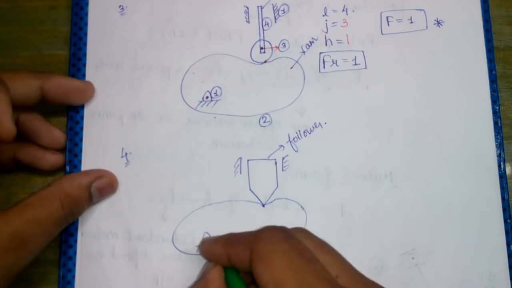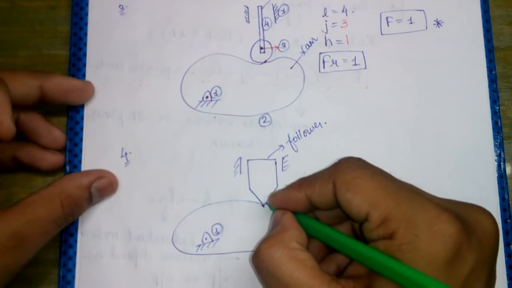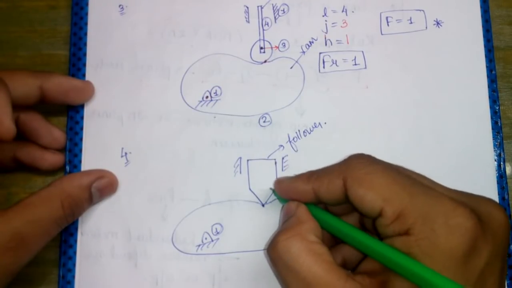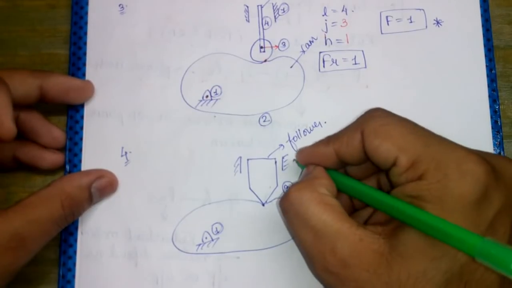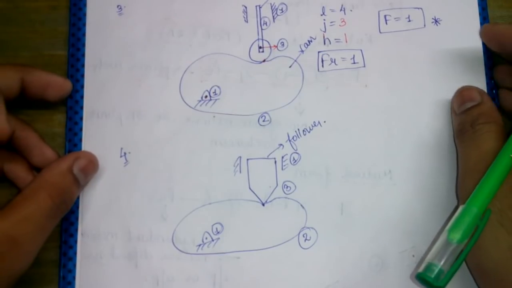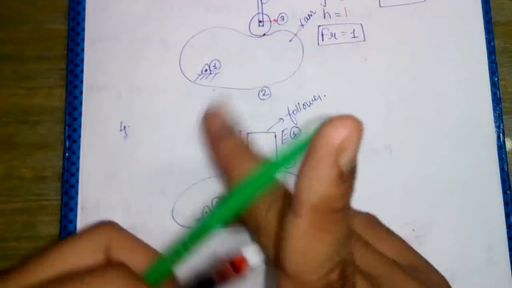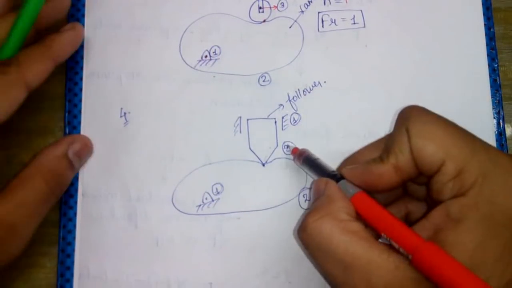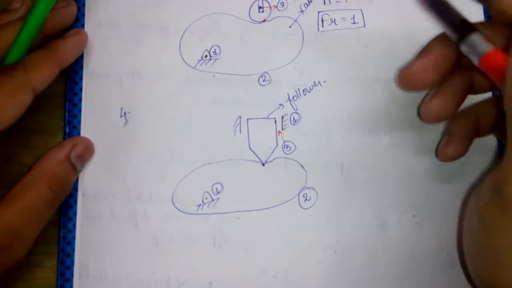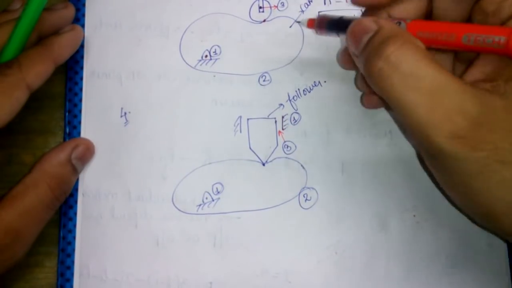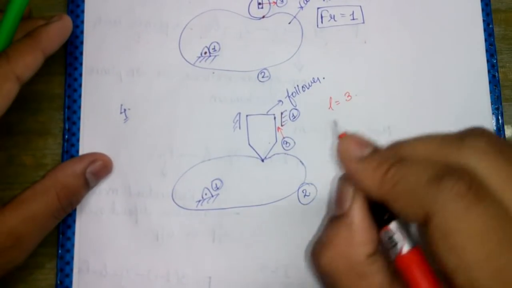This is grounded, so this is link 1. This is link 2, the link between the follower and the cam. This is called link 3, the slider link. Here we are not having 4 links, we are only having 3 links, and the third link is the link between the follower and the slider. So the number of links present is only 3.